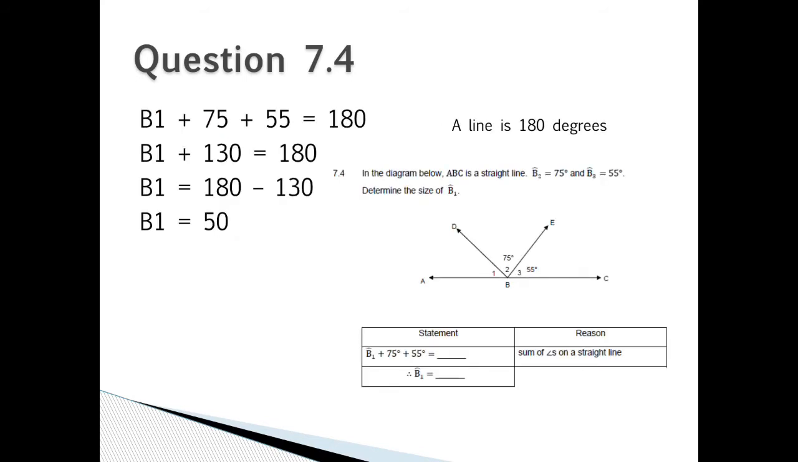Question 7.4. B1 plus 75 degrees plus 55 degrees is equal to 180 degrees. B1 plus 130 degrees is equal to 180 degrees. B1 is equal to 180 degrees minus 130 degrees. B1 is equal to 50 degrees.